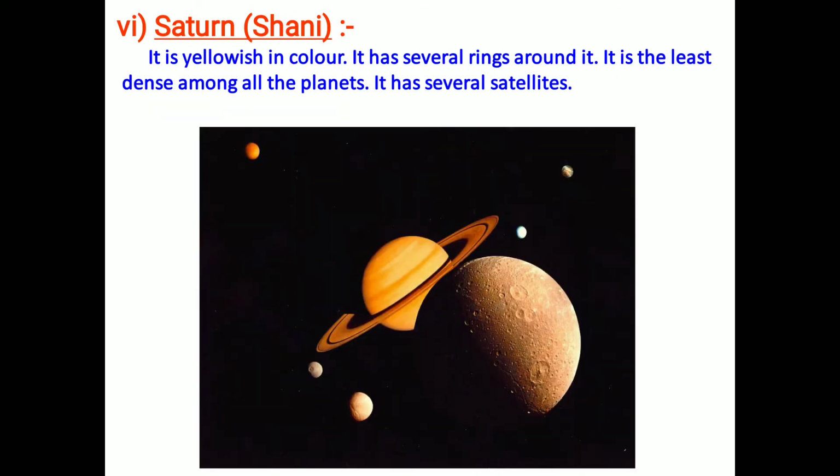The sixth planet is Saturn, Shani. It is the second largest planet of the solar system and yellowish in color. It has several rings around it. It is the least dense among all the planets. Its density is less than the density of water. It has several satellites.